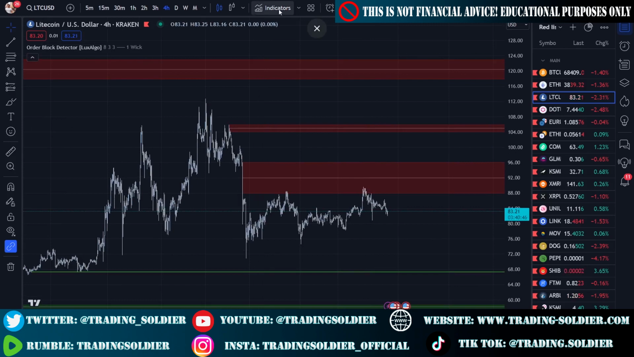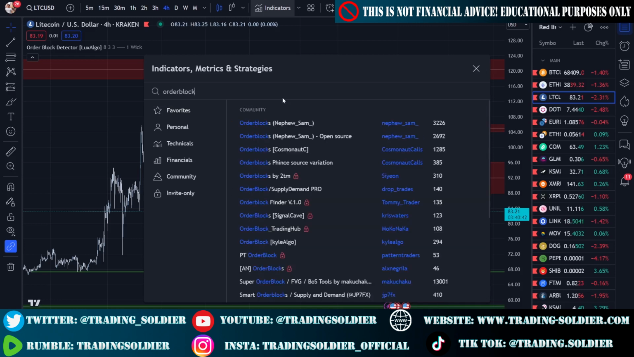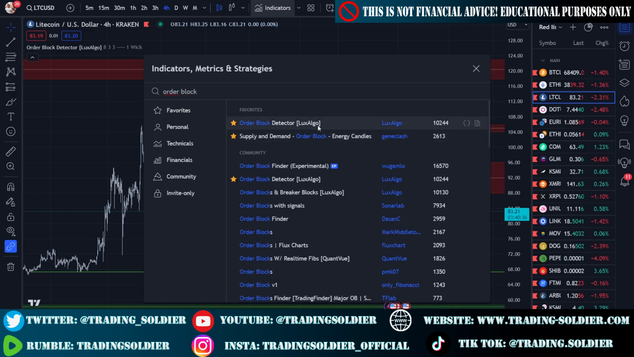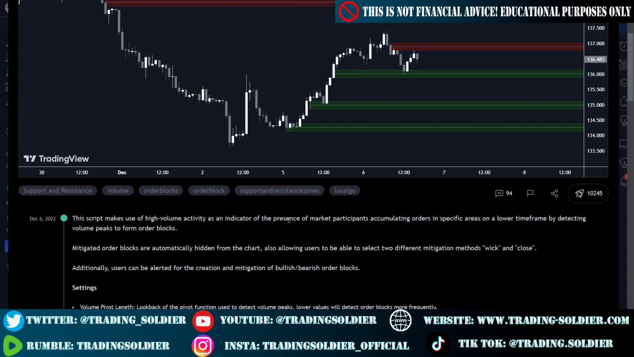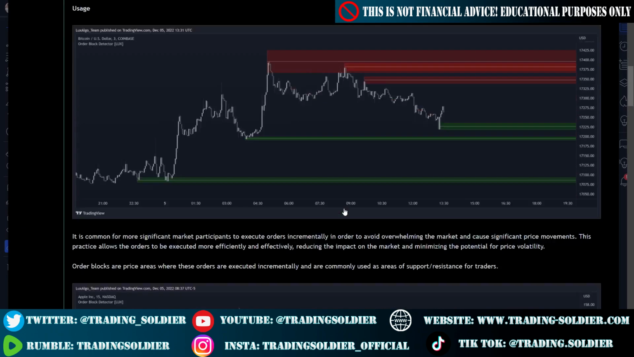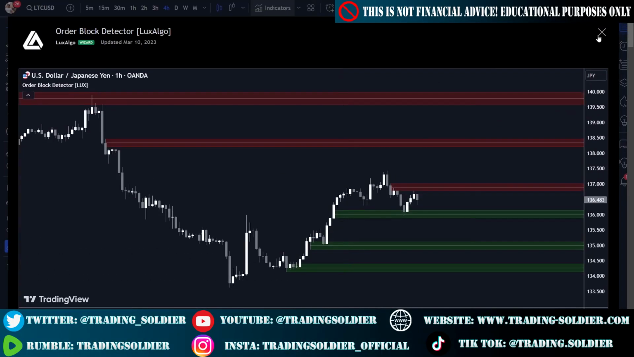order block, with a space, detector by LuxAlgo. It is the one that currently has 10,000 people using it. Also, I encourage you to read the description that LuxAlgo provides for this indicator before using it. But with this video that I'm making, you will be prepared to use this indicator in your trading strategy.